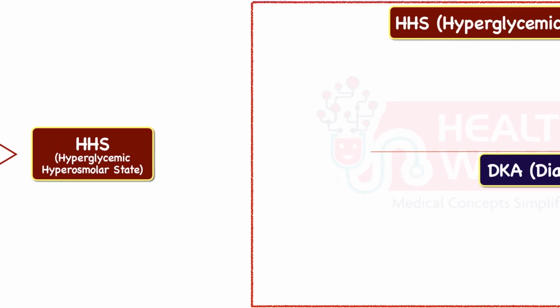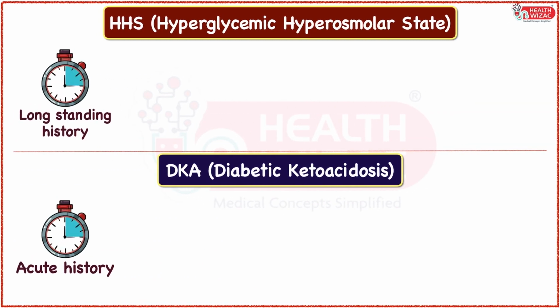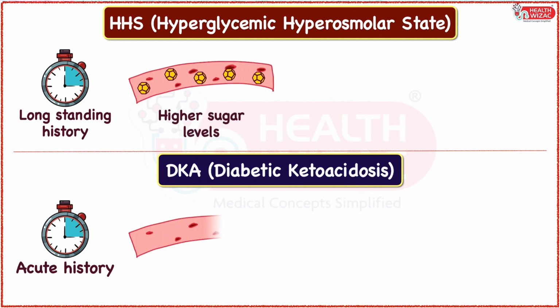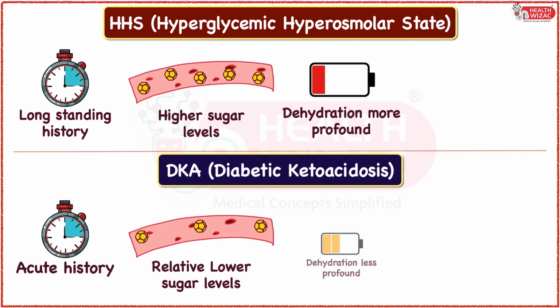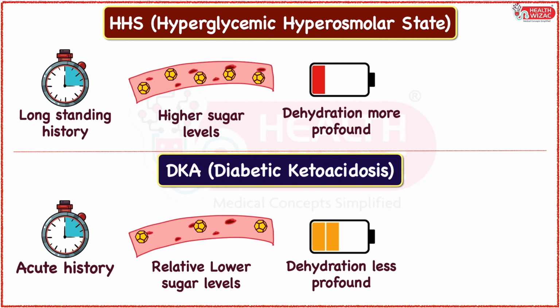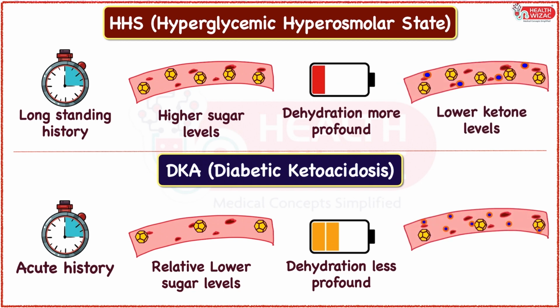HHS usually presents with a relatively long-standing history in contrary to DKA, which has an acute onset, and hence sugar levels are found much higher and dehydration is more profound in HHS. Due to relatively less insulin deficiency and chronicity of the illness, ketone bodies are usually absent in HHS, which differentiates it from DKA and also stands as one of the key factors in its diagnosis.